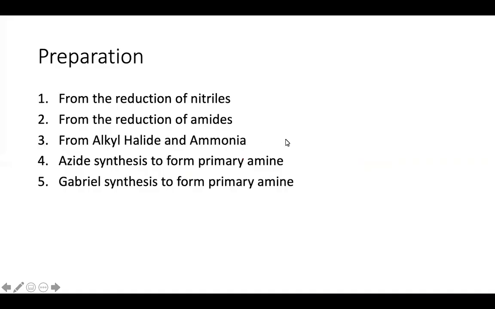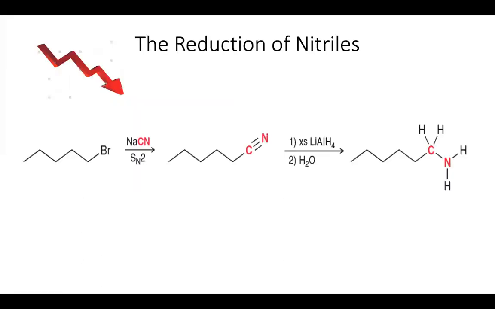First is from the reduction of nitriles. Second, reduction of amides. Third, from alkyl halide and ammonia. Fourth, from azide synthesis. Fifth, from Gabriel synthesis. So, reduction of nitriles. From nitriles, we can undergo reduction to form amines. And how do we prepare nitriles? We can use RX, which is alkyl halide, introduce sodium cyanide, and undergo SN2 to get nitriles.